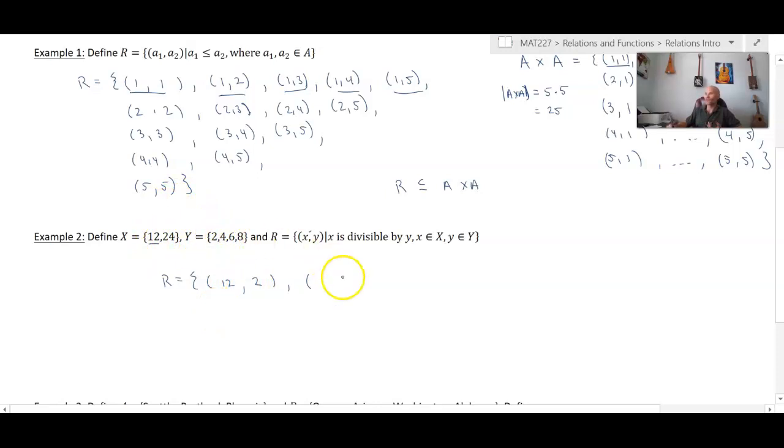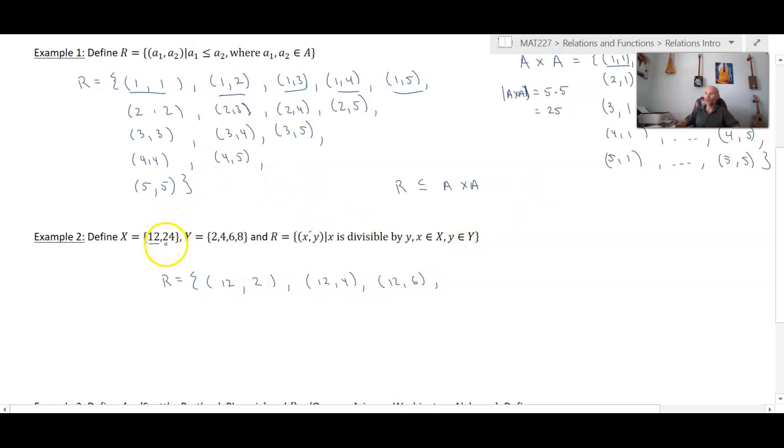Is 12 divisible by 4? It is. 12 divided by 4 is 3. 12 is divisible by 6. 12 divided by 6 is 2. 12 is not divisible by 8. So although X cross Y would have 12, 8 in it, our relation won't, because that pair violates the rule.